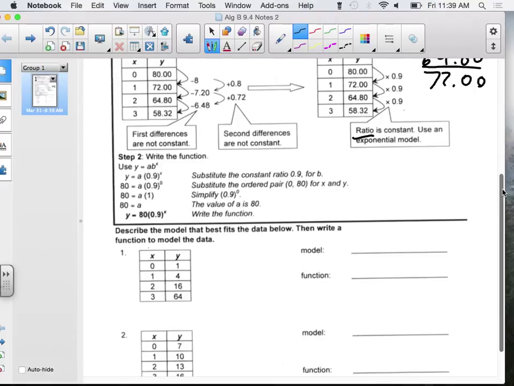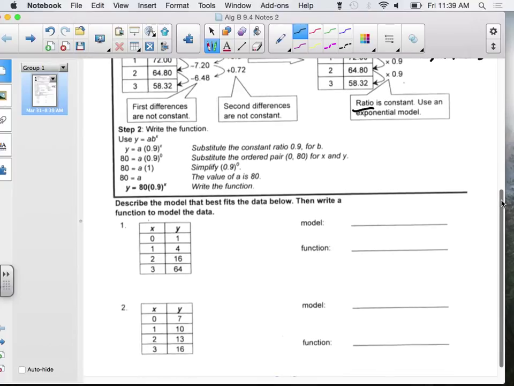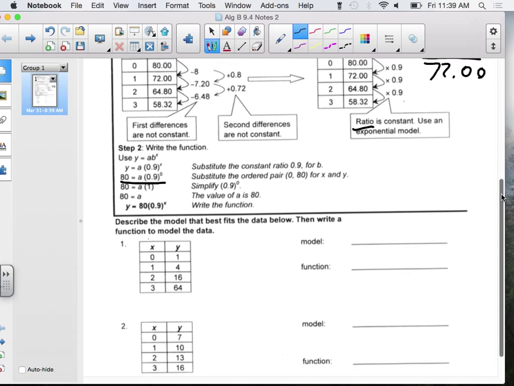So what does b represent again? Constant ratio, and what is it? 0.9, so they just substitute that in there. Then they substitute those values in. So they put 80 in for y and 0 in for x. Why would they do that?